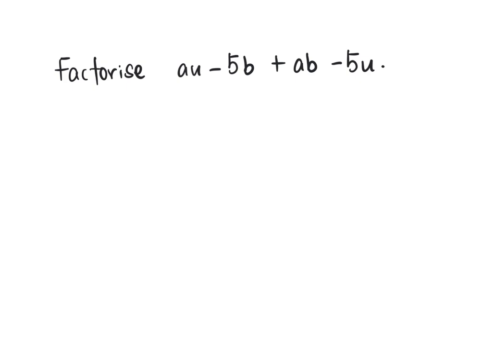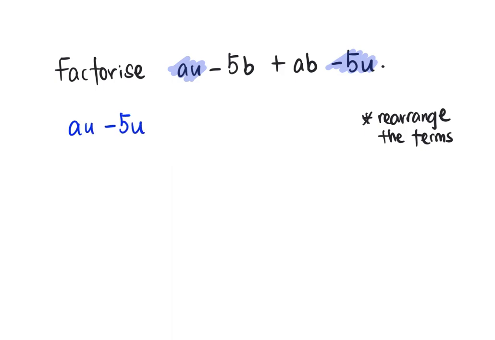And when I try to group them up, I realized that the first two terms have no common factor. The last two as well. So I'm actually going to rearrange the terms. So you will see Mr. Tan rearrange au and 5u. So au minus 5u, ab and negative 5b, so it's positive ab minus 5b.